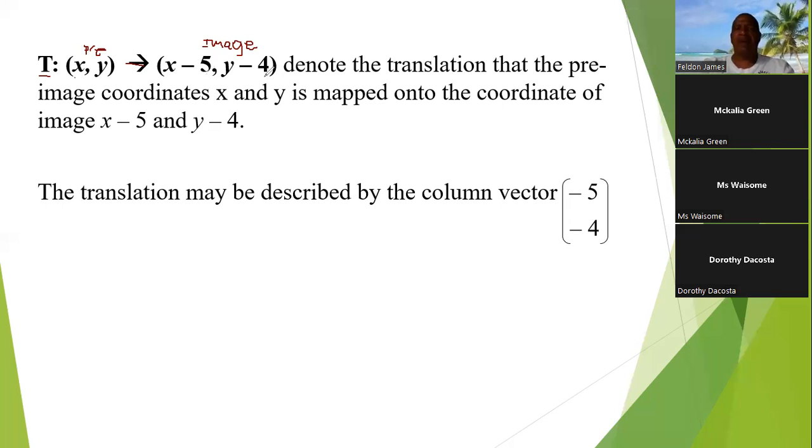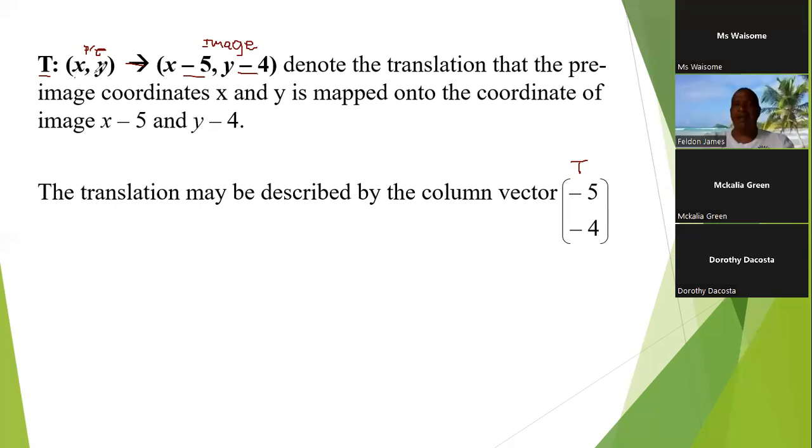Now the minus 5 and the minus 4 can be written in the form of a vector. And this vector is what we call the translation vector, right? So how does the translation vector work? Is that you would have your pre-image, which is x, y. Now in our graph, we generally use coordinates.